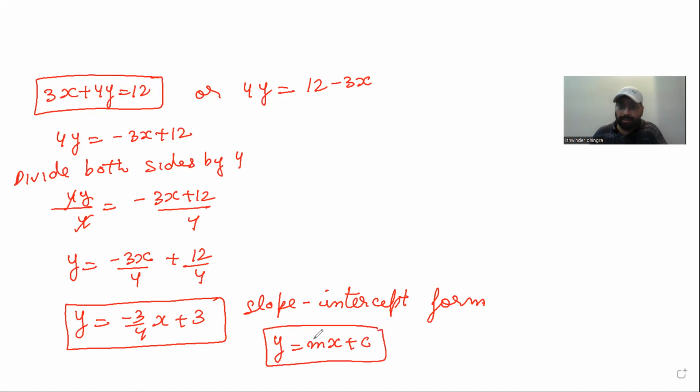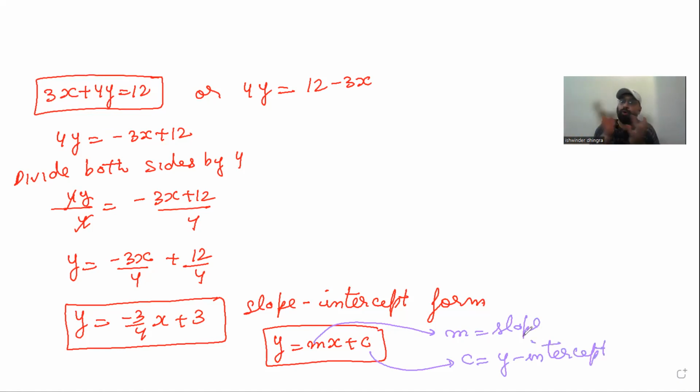Over here, this m represents the slope. We'll discuss what a slope is. And this c represents the y-intercept. It is not just intercept. Do not confuse it with x-intercept or y-intercept. It is only the y-intercept. We'll discuss it. What's the meaning of intercept? I hope the things are clear.